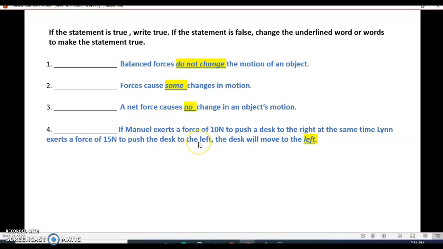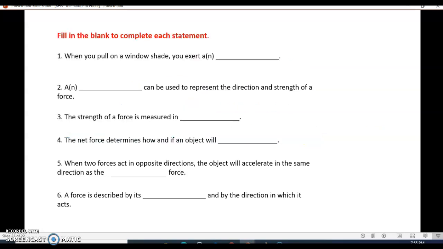If Manuel exerts a force of 10 Newton to push a desk to the right, at the same time Lean exerts a force of 15 Newton to push the desk to the left, will the desk move to the left? Yes, it will move to the left in the direction of the force exerted by Lean, which is the greater force. And here you have to fill in the blanks.